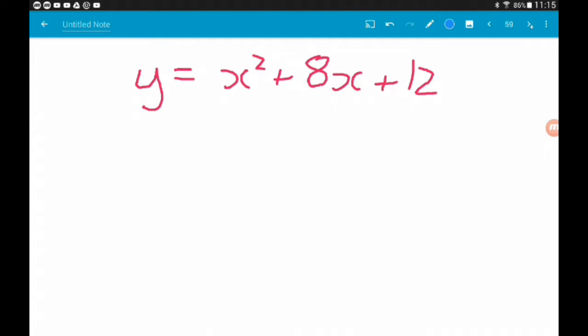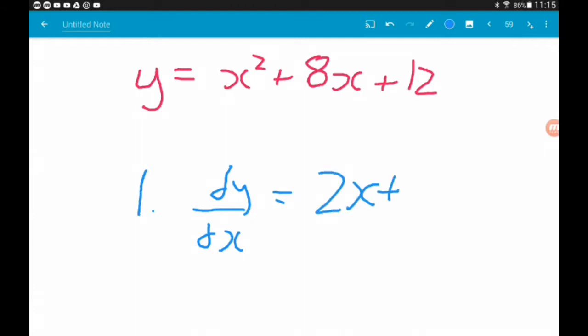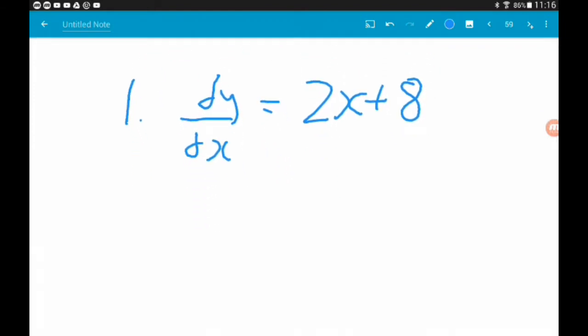So, first thing we want to do is differentiate to find the gradient function. So, dy by dx is going to be 2x plus 8. Okay, so that's our gradient function. Now we want to find when that is equal to 0. So for step 2, we set dy by dx equal to 0. So 2x plus 8 is equal to 0.